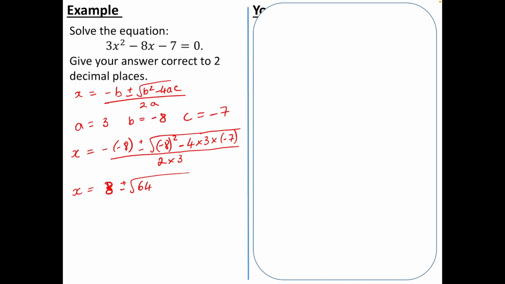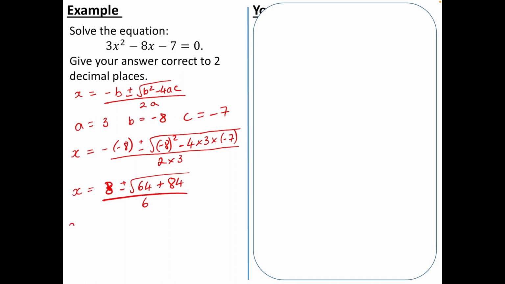So what I've got here is I've got a negative and a negative. So they are immediately going to make it adding. When I multiply two negative numbers together, I get a positive. And then it's just going to be 4 times 3 times 7. So I'm adding on 84. I'm dividing by 6.